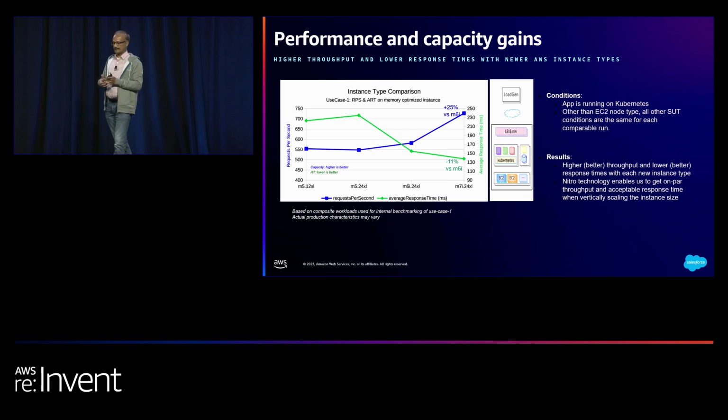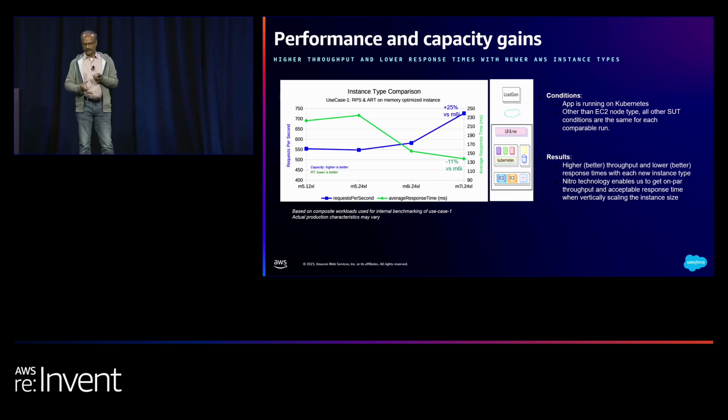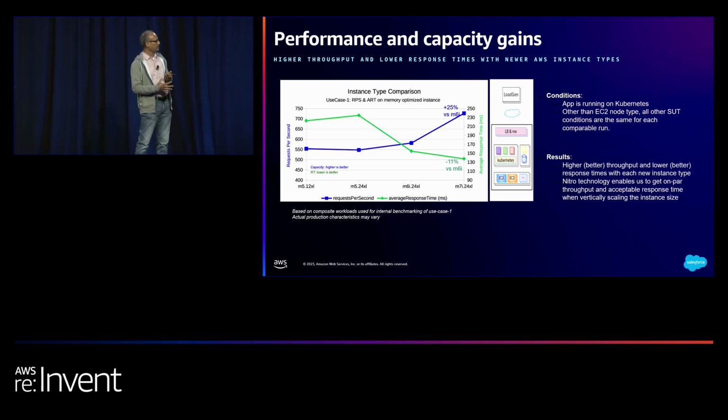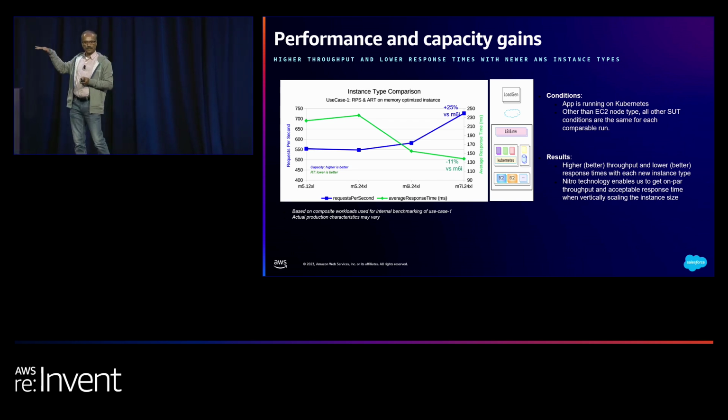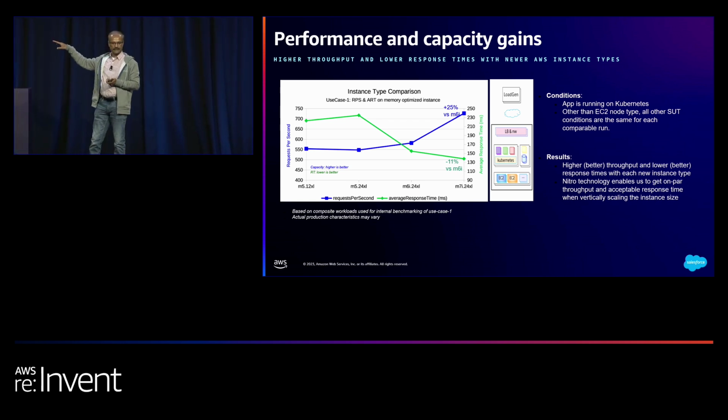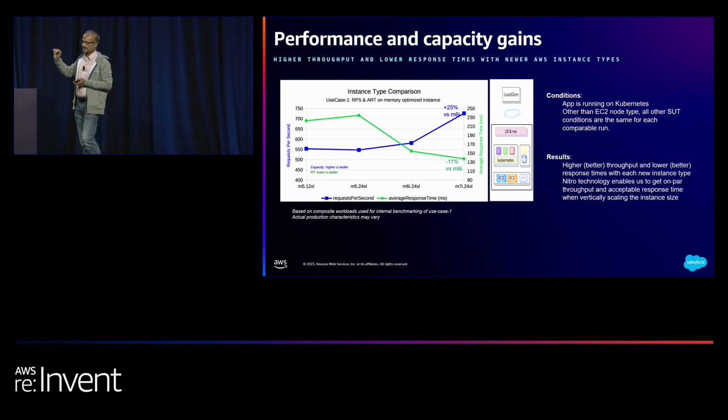The only thing that has changed is the underlying instance type. Previously, when it was running M5.12XL, it was packed with a certain number of Kubernetes pods, and now with 24XL, it is more densely packed, right? But at the throughput level, we are still getting on-par throughput. Yes, the response time slightly degraded, but it was still well within our acceptable range.